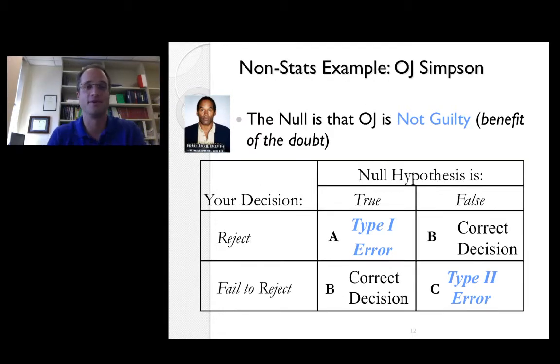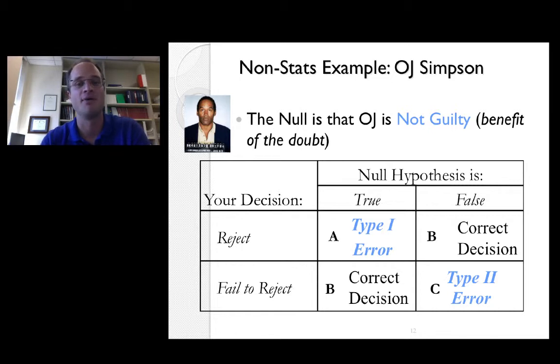This example, which I'm calling a non-stats example, simply because there's no numeric value that we're testing, is about O.J. Simpson. This is about O.J. Simpson's first highly publicized crime. He eventually wasn't convicted of this crime, but allegedly he had killed his ex-wife and her husband or boyfriend at the time. And long story short, O.J. Simpson got off and was not found guilty.